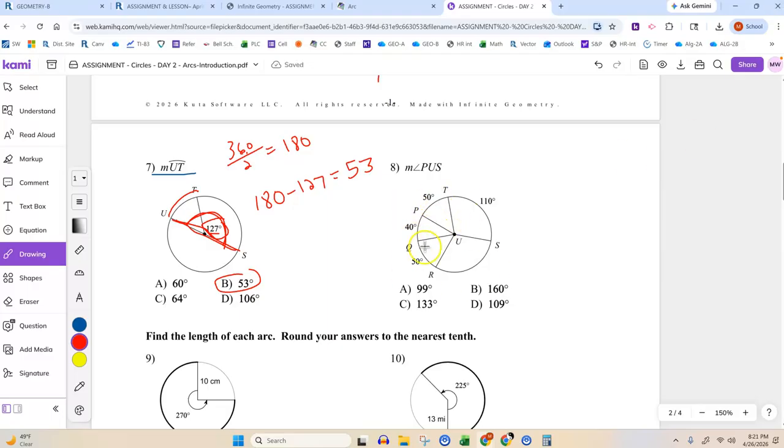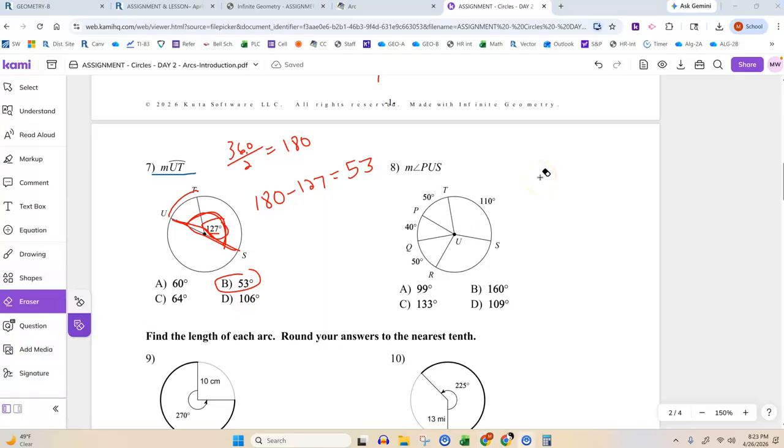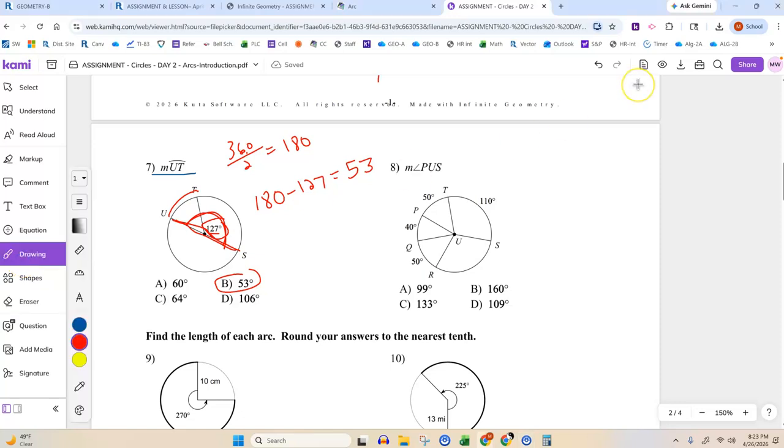Okay, finally, you may want to try this one. I'm going to pause the video. You can try it and come back, and I'll give you the explanation. Okay, so we're looking for PUS. Okay, PUS is, let's see. So when we see a number here on the outside, it means this part right here is 110. So this is 110. And then we see a 50 over here, so this is 50. And so if we're going to try to get PUS, it's these two together. So 110 plus 50 equals 160. That's how you do that one.